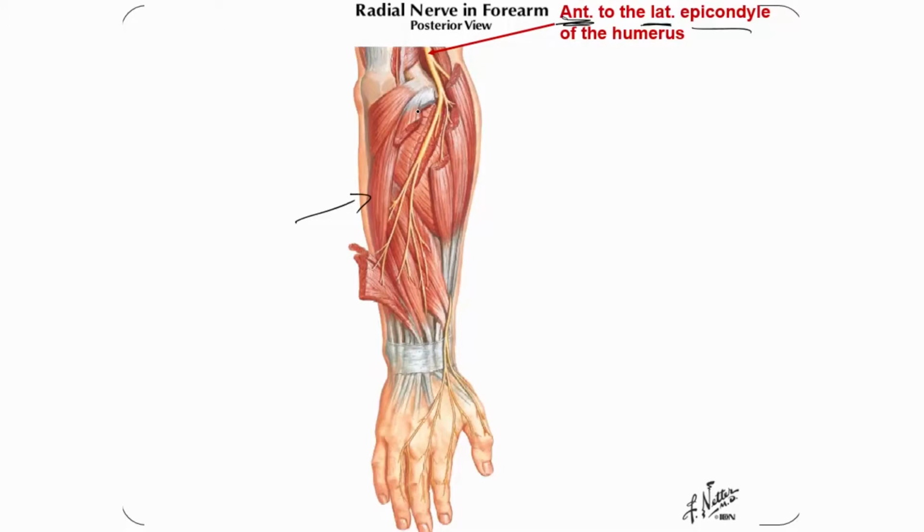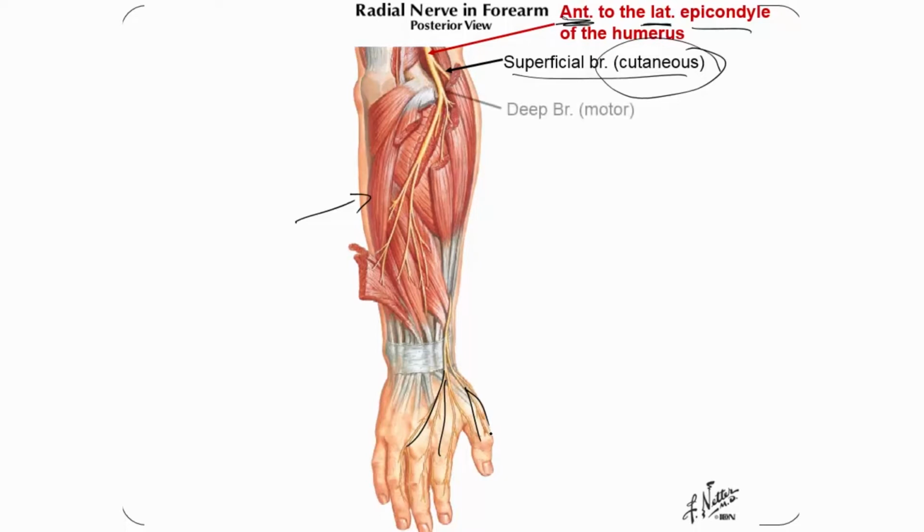So from that point, the radial nerve will branch into the superficial branch, which is the cutaneous one that we see coming down into the hand, supplying the lateral 3.5, and a deep branch, which is a motor branch, which is going to supply, in some manner, the muscles of the posterior aspect of the forearm. So that deep branch, interestingly, will course through this muscle, which is called the supinator.